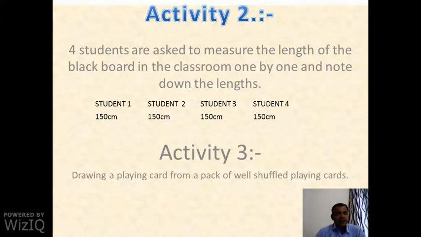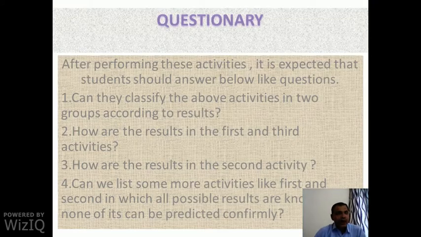After that, there is a third activity, which is to be taken in the classroom. That activity is that one student has to draw a playing card from a pack of well shuffled playing cards. After performing all these activities, students are asked some questions, and a questionnaire is made. After performing these activities, it is expected that students should be able to answer questions like the following.